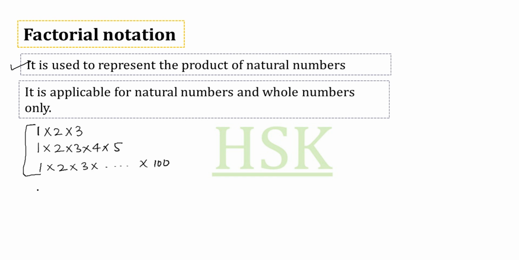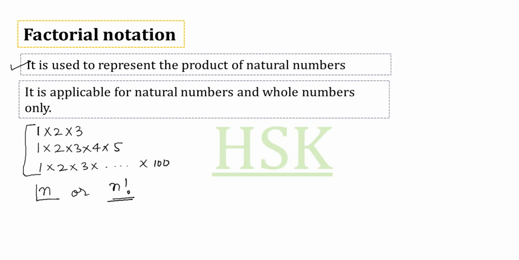Now factorial is represented like this. This is read as n factorial, or it can be written like this. It is also read as n factorial. Both mean one and the same. N inside a short division sign or n with an exclamation sign represents n factorial. And in this case, n is a natural number.